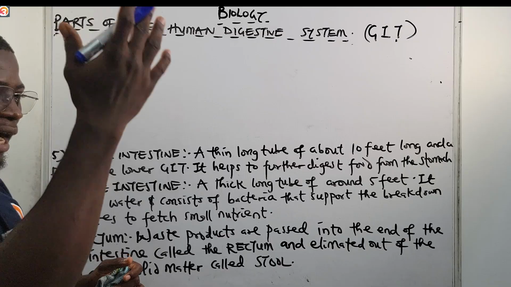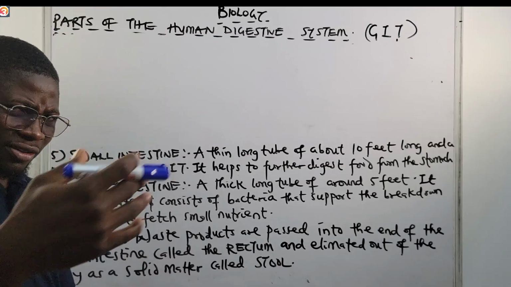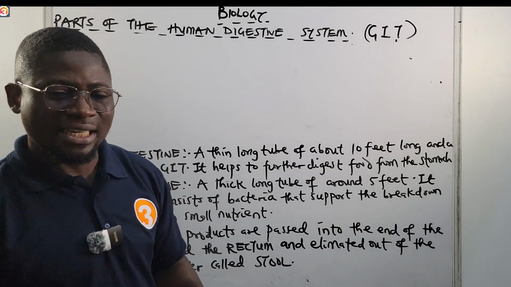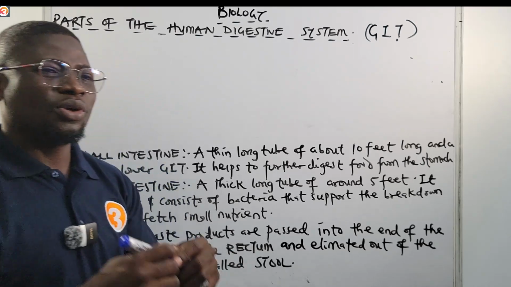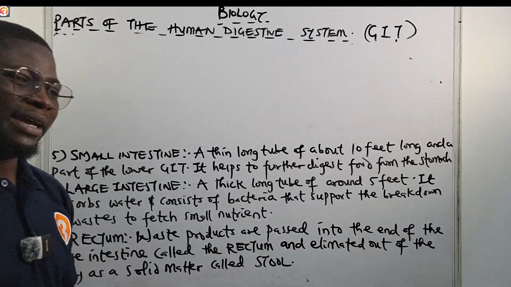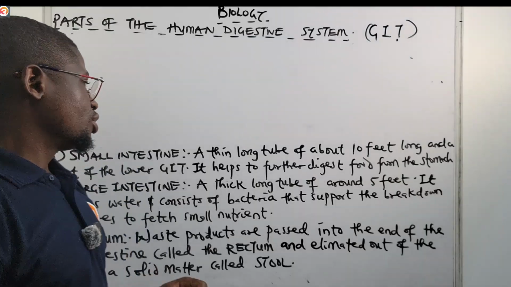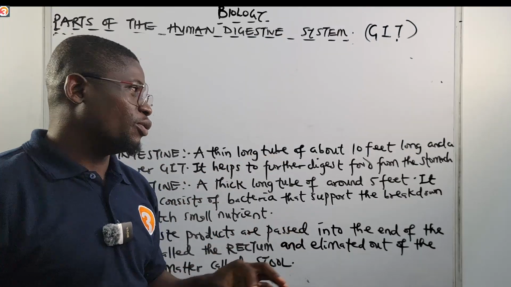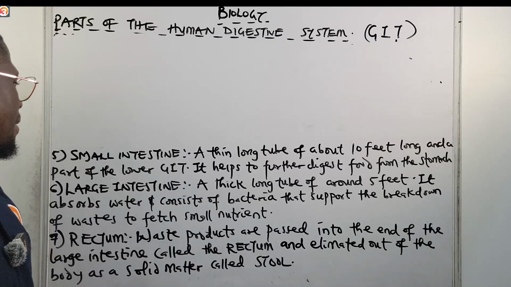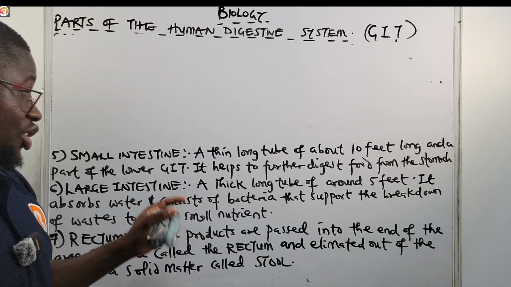So from the mouth to the pharynx, to the esophagus, to the stomach, when I get to the small intestine, we're now getting to the lower part of the gastrointestinal tract or the alimentary canal. All right. So it's a thin, long tube. The length is about 10 feet long. Okay, and part of the lower GIT.